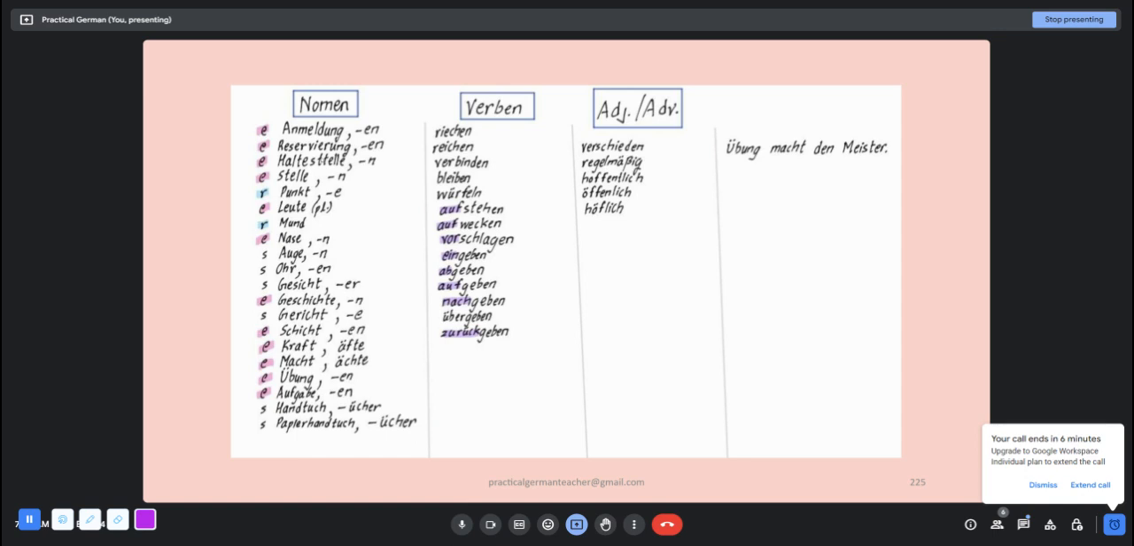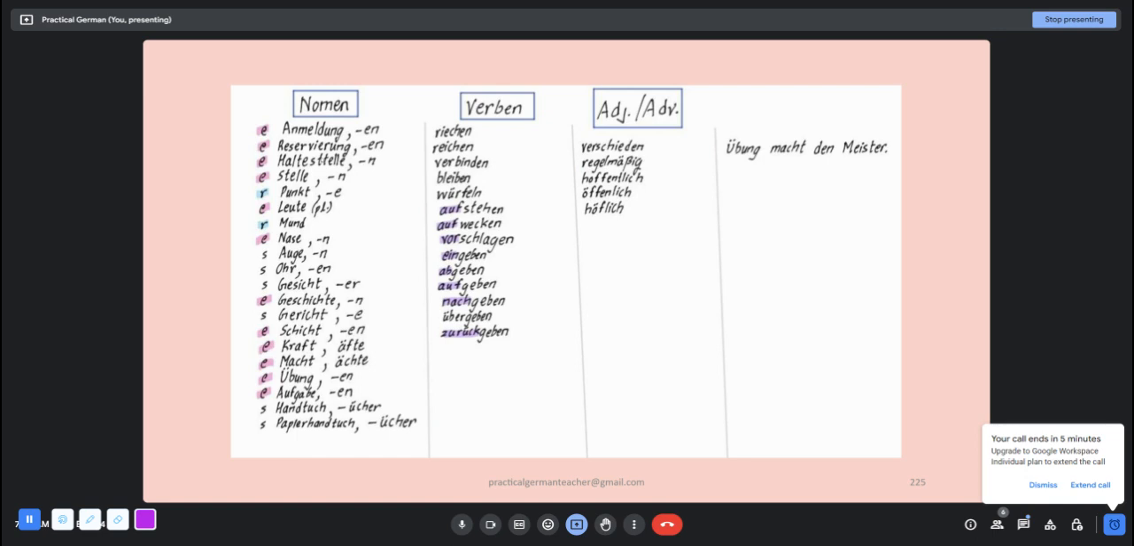Der Punkt, which is a full stop, or point, like what is your point? Punkt is also full stop, but like, what is your point? Die Leute, which means people. Der Mund, which is mouth. Die Nase, which is nose.